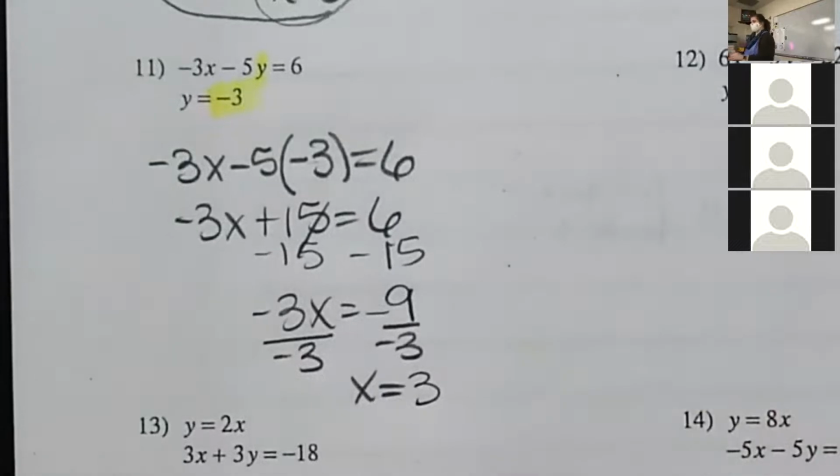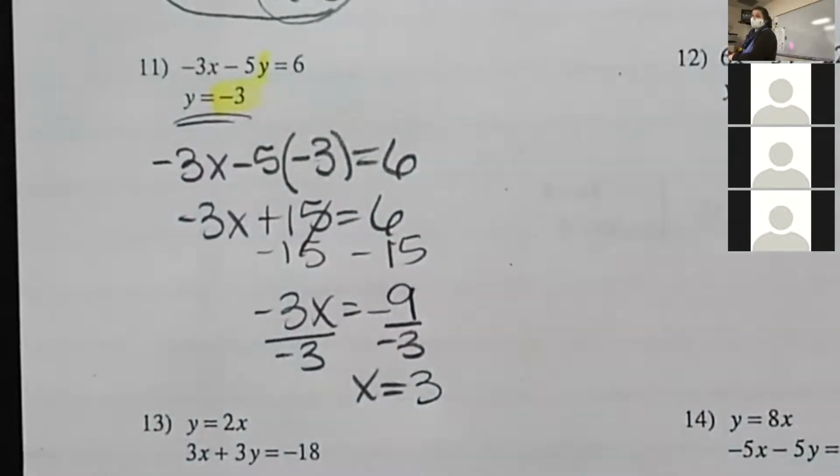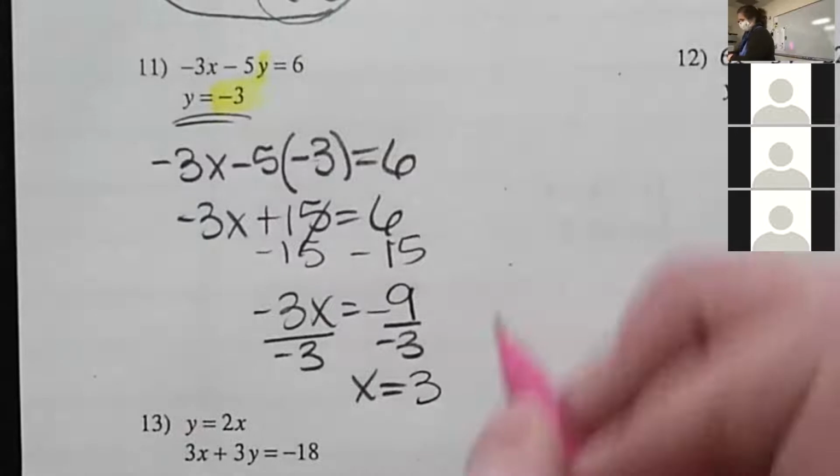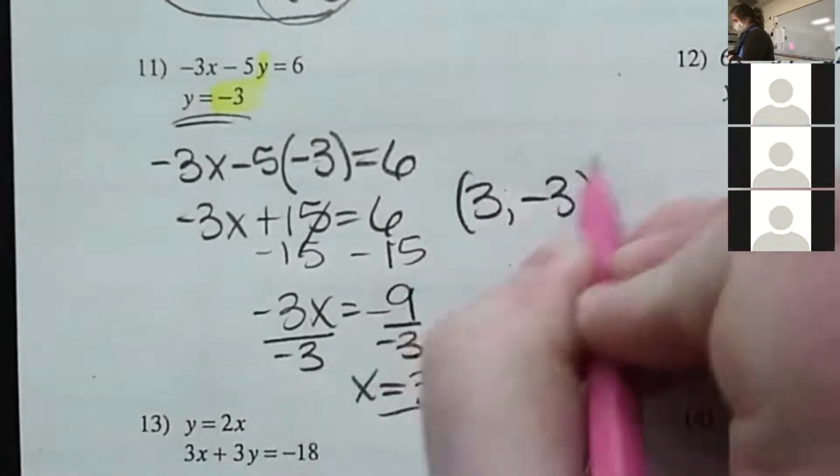Good. How am I going to find y? I could plug it into the top one or what? It's already there. It's already y equals negative 3. It's right here. If you plug it in, you're going to get out negative 3. So it's not wrong. You just did extra work. So 3 comma negative 3.